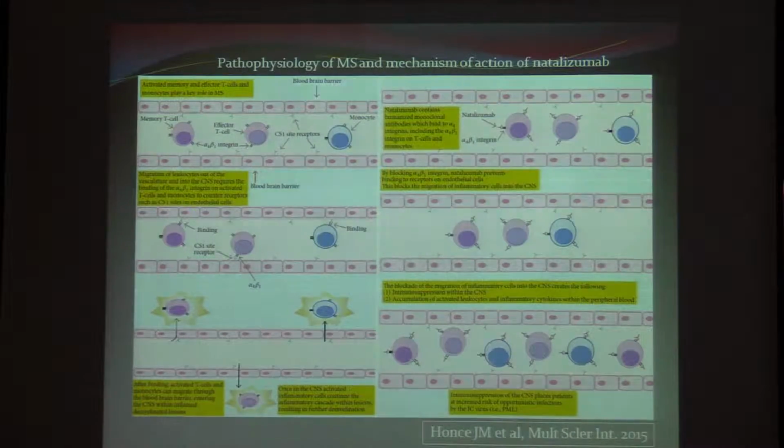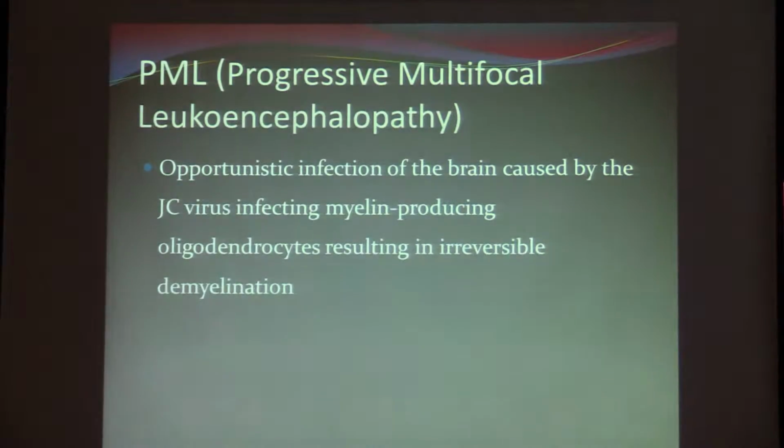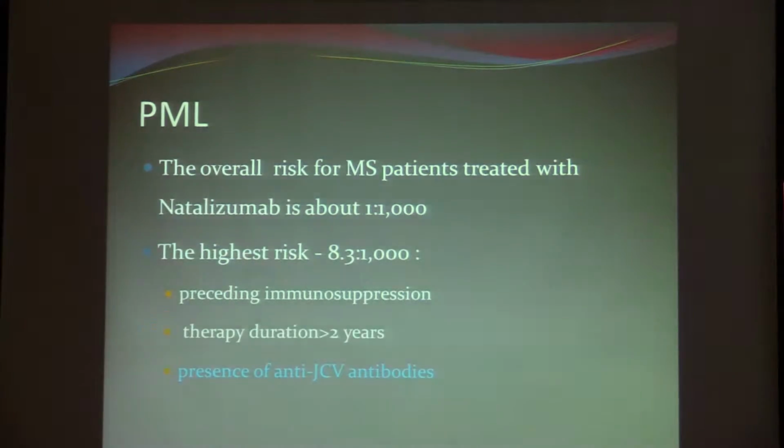This brings us to the first possible diagnosis, PML, progressive multifocal leukoencephalopathy. This is an opportunistic infection of the brain caused by JC virus infecting myelin-producing cells. The overall risk for MS patients treated with natalizumab to develop PML is about 1 in 1,000. But there are several groups of patients who are at much higher risk, almost 8.5 in 1,000.